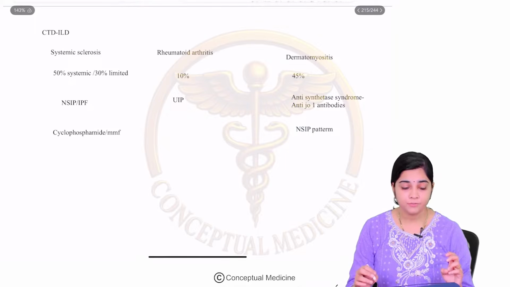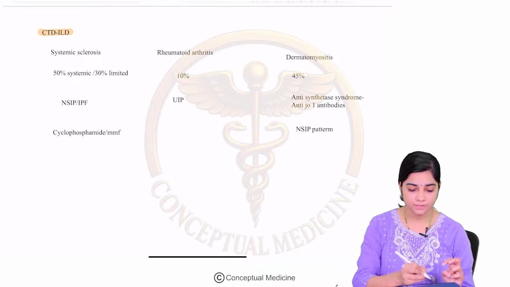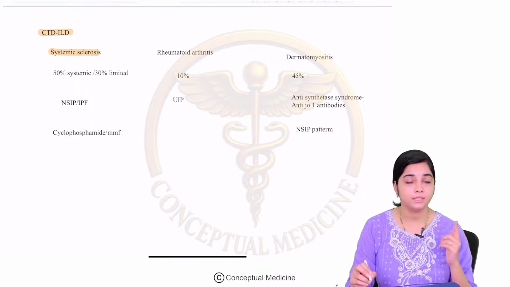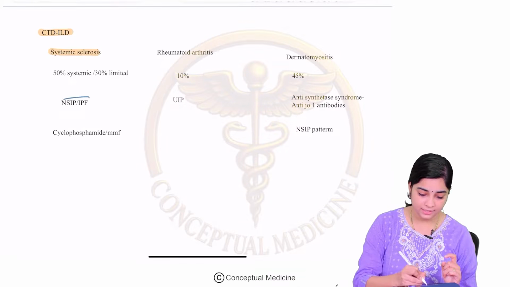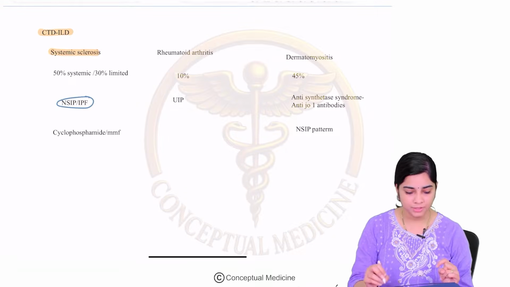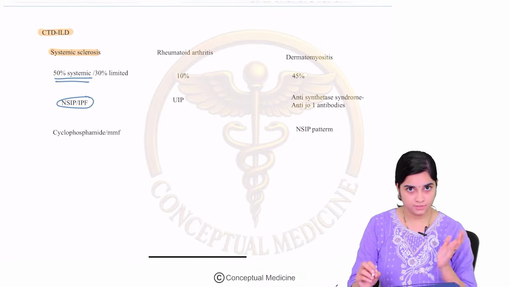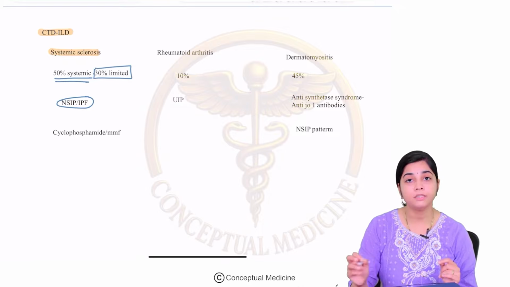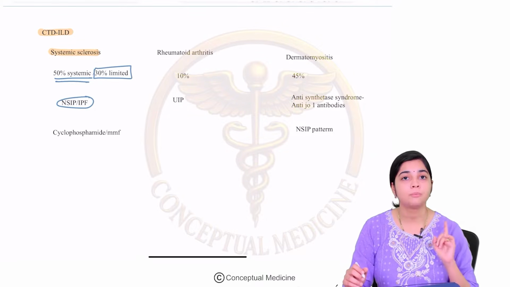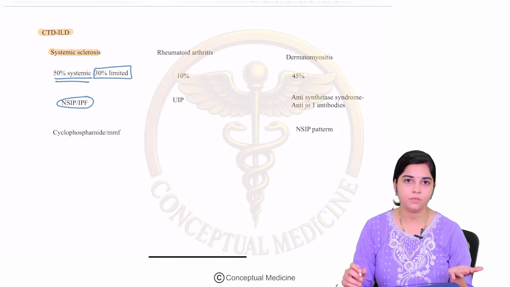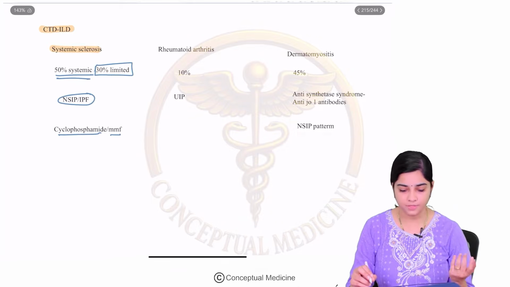Then the next group of disorders is your CTD-ILD. Okay. So which are the connective tissue disorders? First is systemic sclerosis. So what are the key features that we had discussed? Systemic sclerosis ILD can be associated with either an NSIP or an IPF type of picture, and this ILD is seen in 50% of systemic sclerosis of systemic nature and 30% of limited scleroderma. So please don't think that limited scleroderma does not involve the lung. Up to 30% of cases of limited scleroderma can also have ILD. And the treatment of this is cyclophosphamide or MMF, immunosuppressive agents.